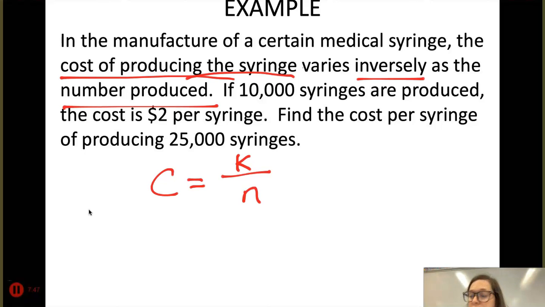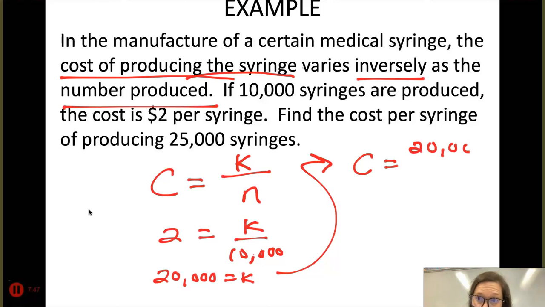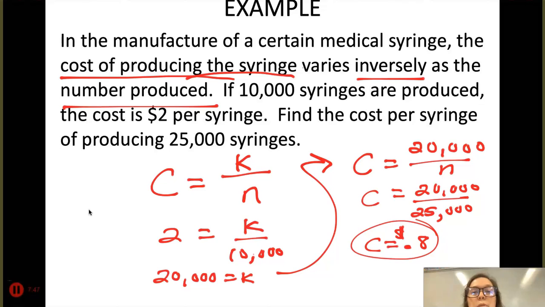So if 10,000 syringes are produced, so there's my n, 10,000, what's the cost? $2 per syringe. So that gets me 20,000 for my constant of variation. Now what does my new equation look like? C is equal to 20,000 over n. So find the cost per syringe for producing 25,000. So 20,000 divided by 25,000 is going to be equal to our cost. I get 0.8. So C is equal to 0.8 cents would be the cost per syringe.